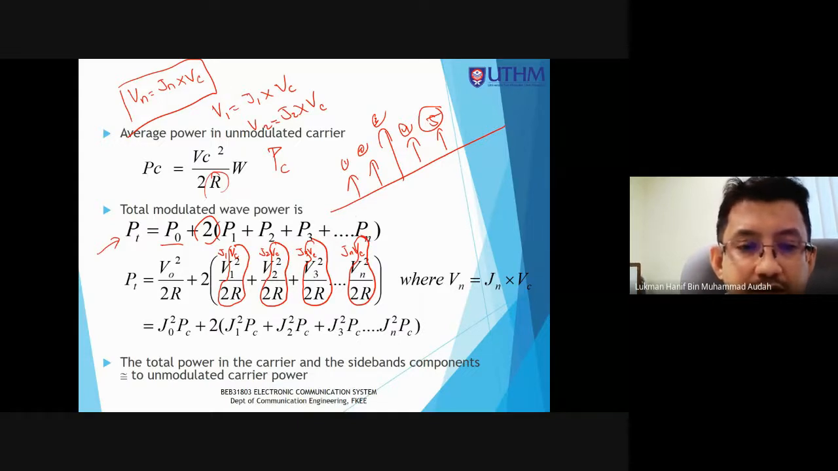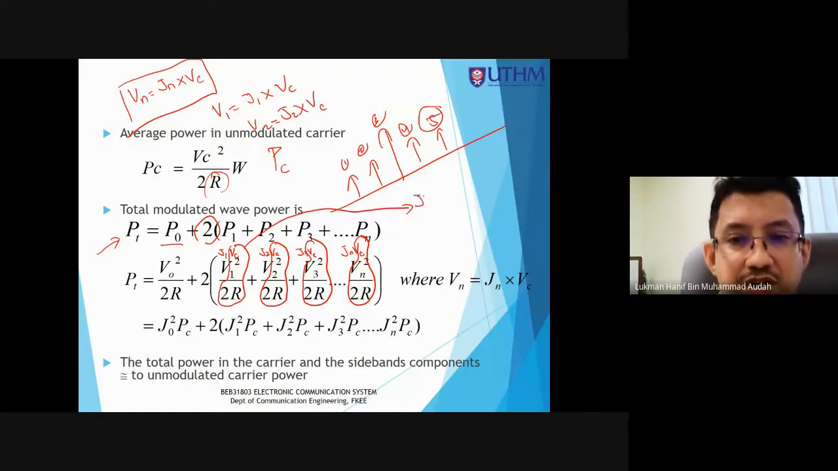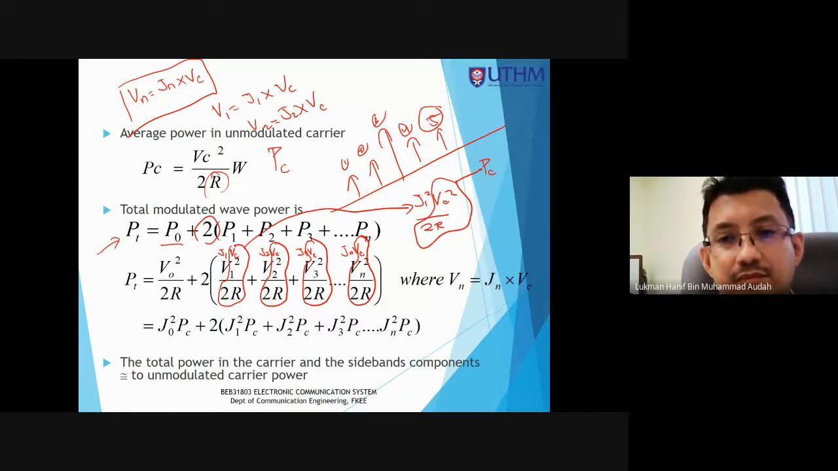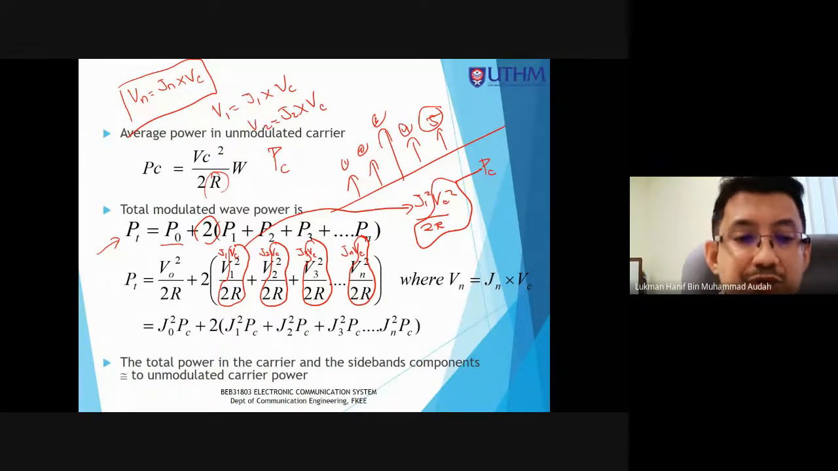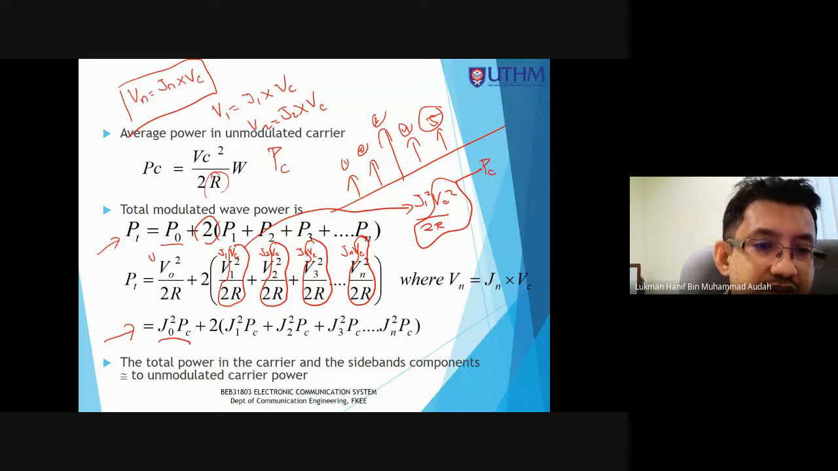So maknanya dia akan jadi, ni saya ambil contoh yang ini, dia akan jadi J1 square VC square over 2R, yang mana ini adalah PC, carrier. Itu sebabnya dia jadi seperti persamaan yang bawah ini. Okey, dia jadi persamaan seperti persamaan bawah ini. So J0 square PC, sebab ini adalah J0.